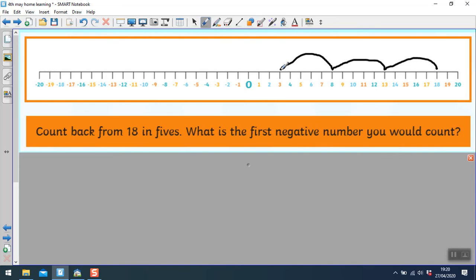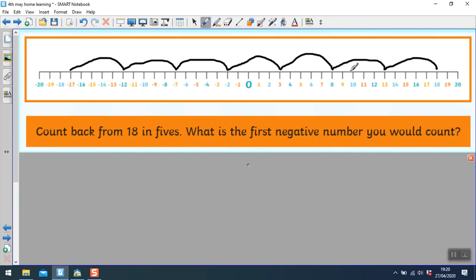So what's 3 take away 5? Got to just do 5 jumps. 1, 2, 3, 4, 5. So it will be negative 2. And what's negative 2 take away 5? It's negative 7. What's negative 7 take away 5? It's negative 12. Negative 12 take away 5 is negative 17.